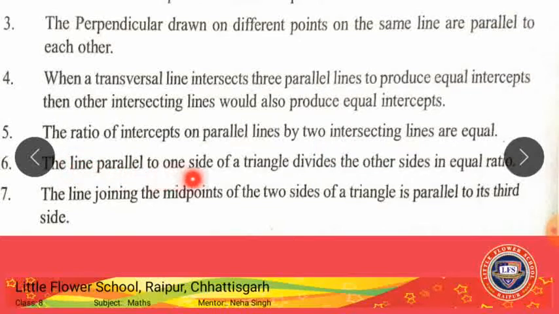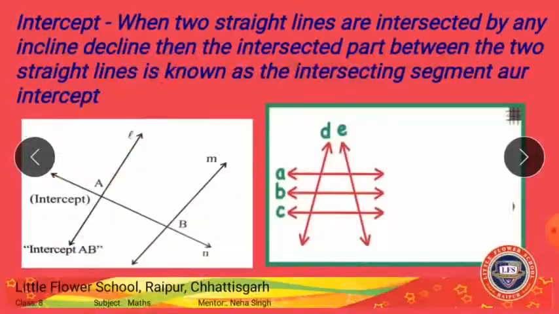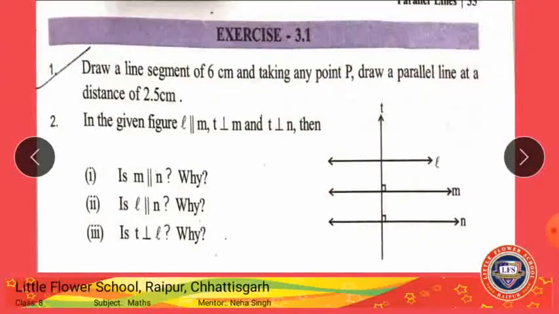The line parallel to one side of a triangle divides the other two sides. Again, these two points will be covered in the next exercise, right? These two points are not necessary now, so I'll be covering them in the next video. So now moving on to the questions. This is intercept. Exercise 3.1, first question.